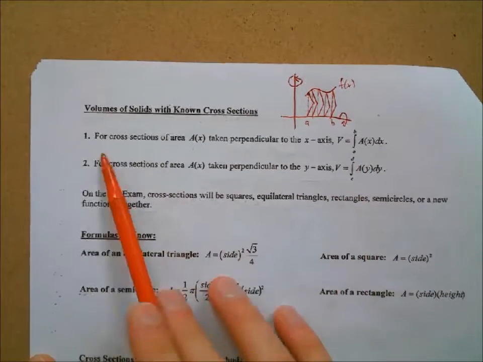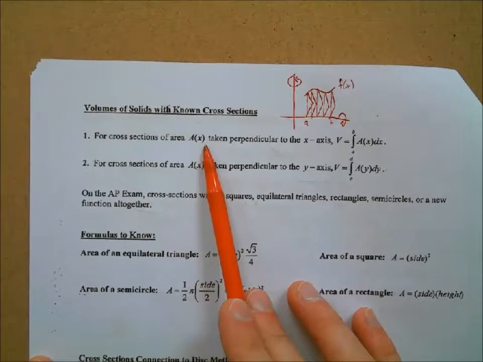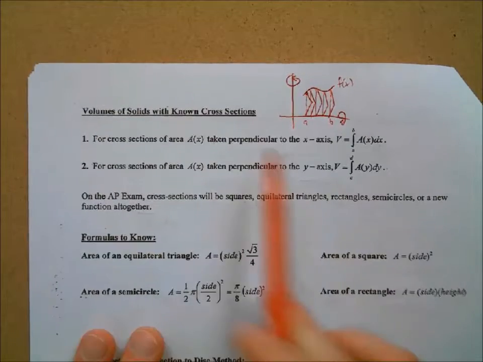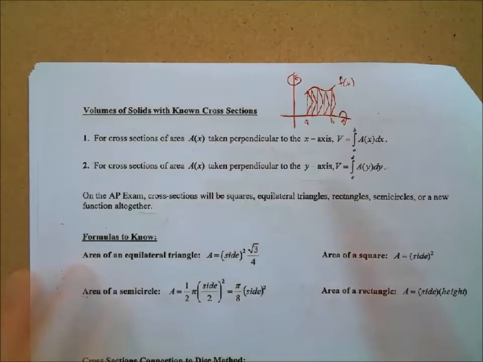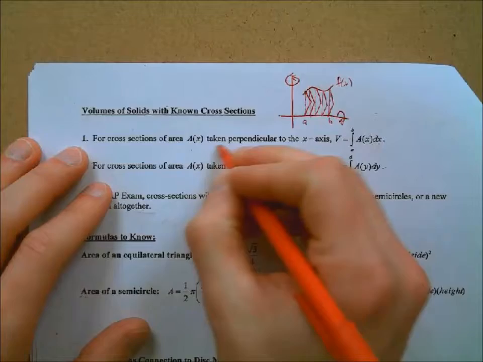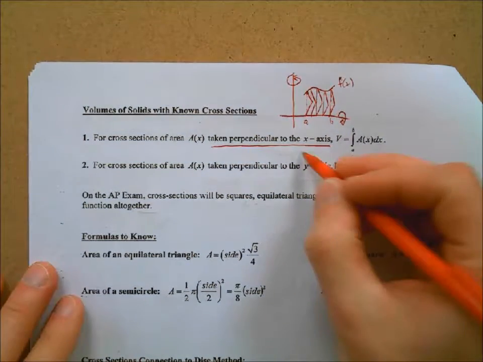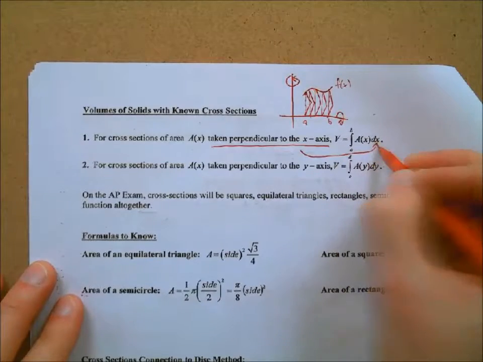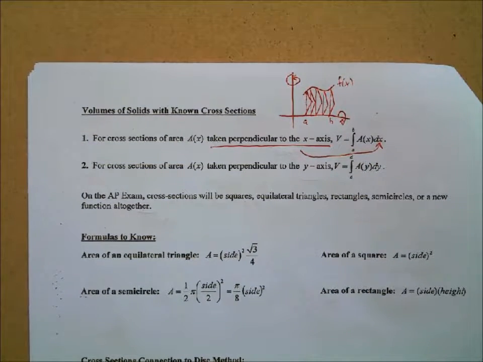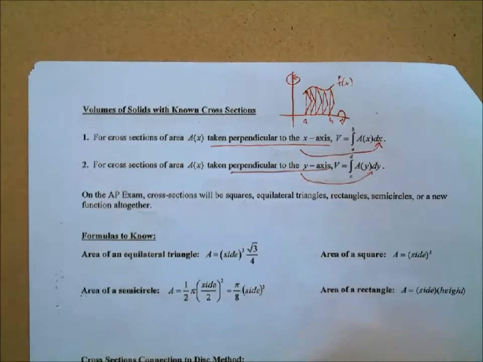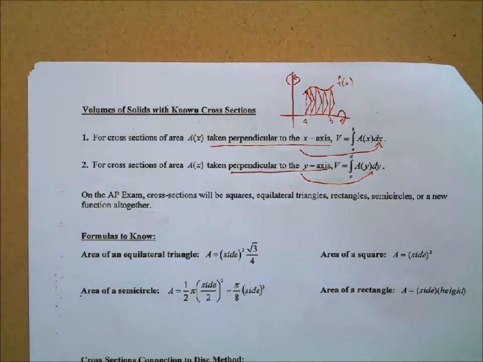It's for cross sections of area A of x. So what we're going to do is stack up an infinite number of these little cross sections to create these solids, taken perpendicular to the x-axis. That's our clue that it is with respect to x. If your cross sections are perpendicular to the x-axis, respect to x. If the cross sections are perpendicular to the y-axis, respect to y. So in terms of y.